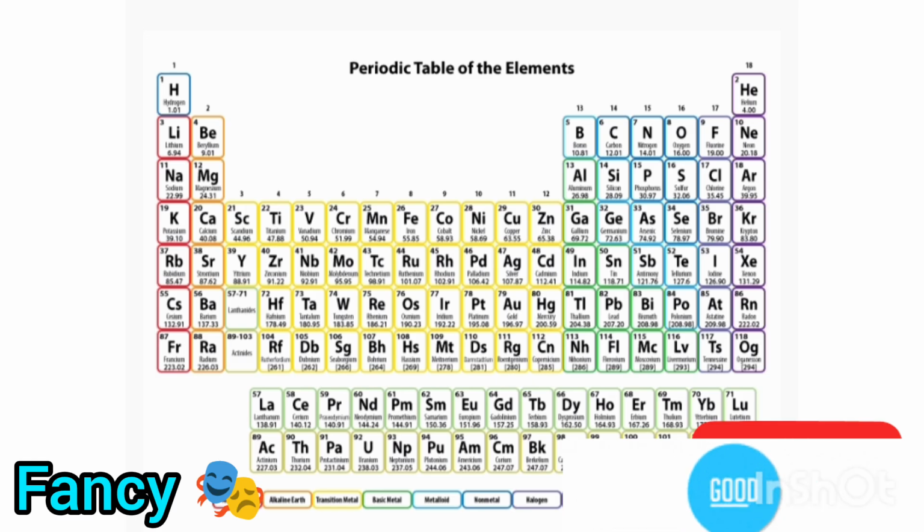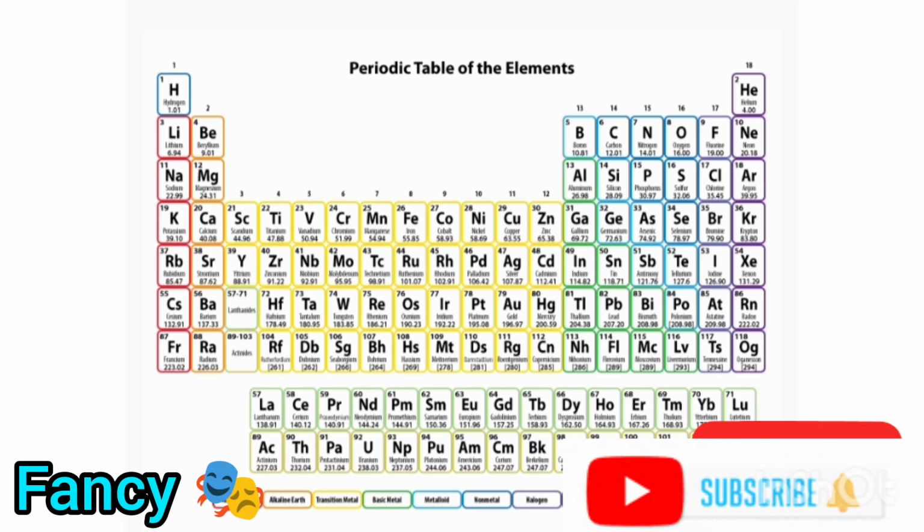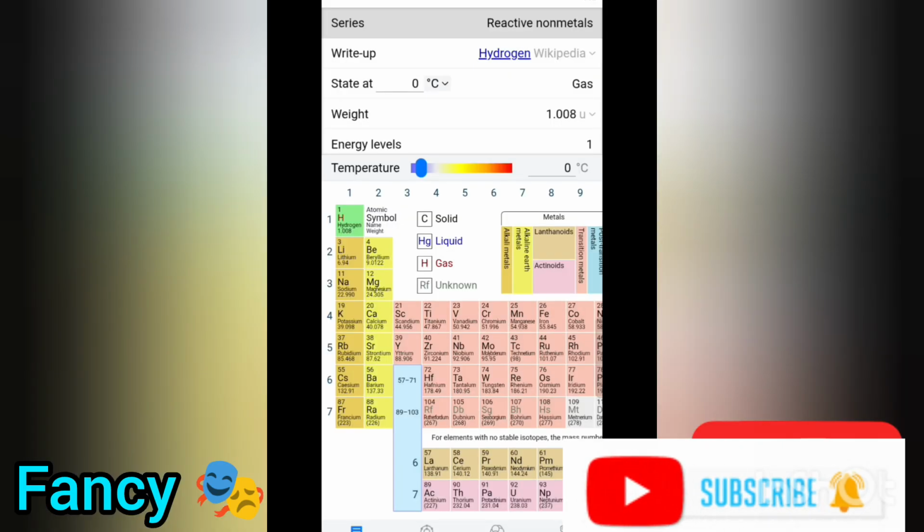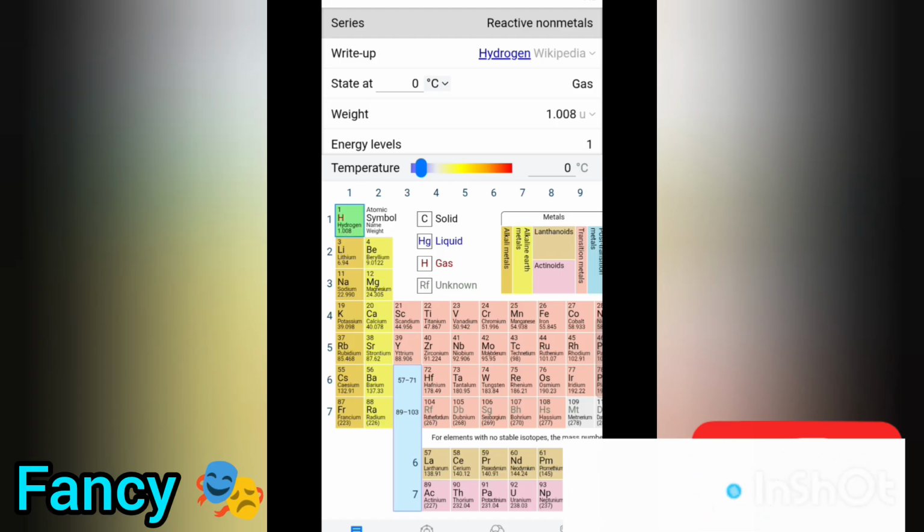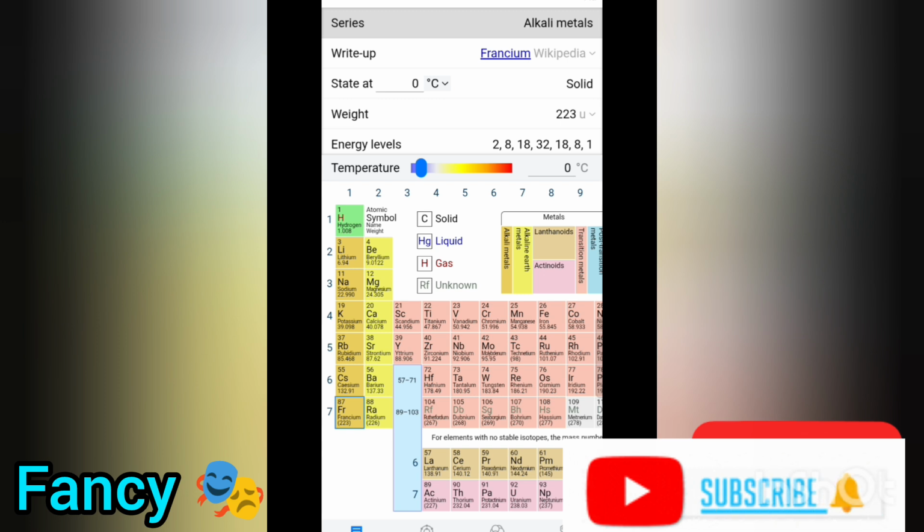Now, let us move to the groups and their properties. We are going to see the features of groups in the periodic table, children. The vertical columns in the periodic table are the groups, from top to bottom. Now, let me explain all the groups one by one.